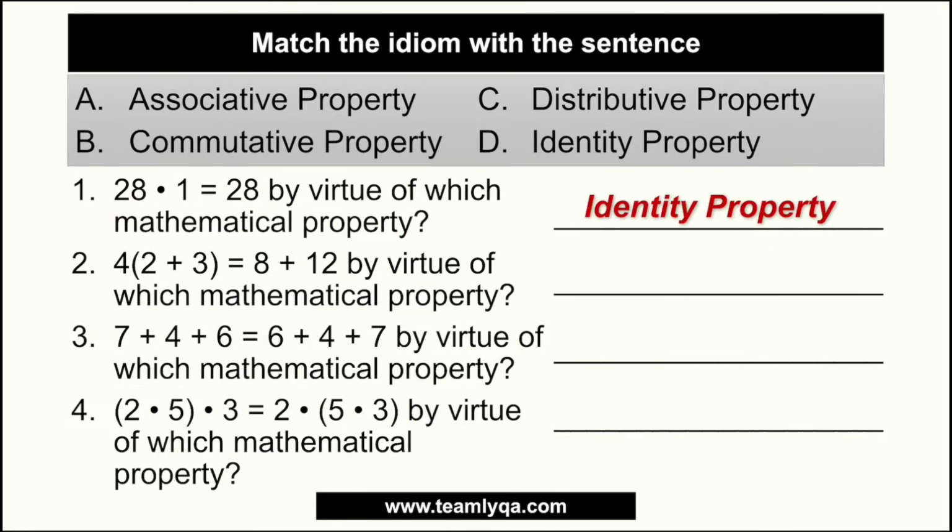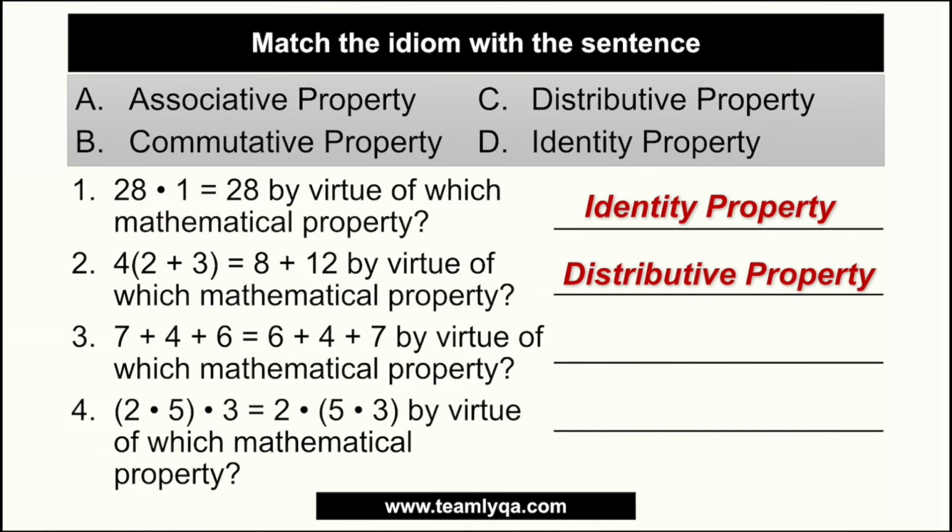Okay? Next, we have 4 times the quantity 2 plus 3 is equal to 8 plus 12. Ito, nag-move lang siya ng konti ng step. Kasi, binigay niya na yung mismong product. Pero it's actually 4 times 2. Ito naman ay 4 times 3. So, dinistribute niya ito. This will be distributive property.